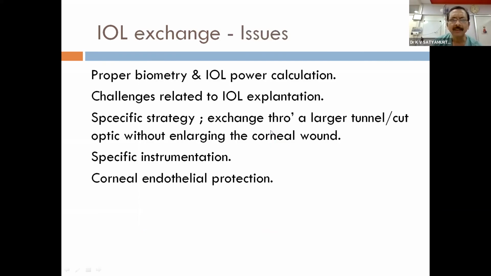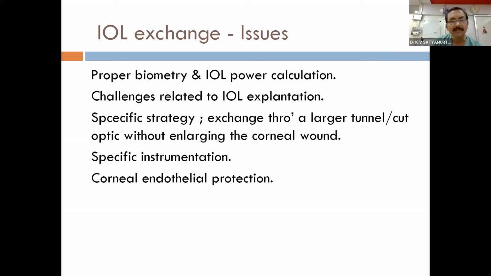Now, what are the problems with IOL exchange? One thing is, again, we are depending on biometry, which can go wrong. So IOL power calculation can misfire, or there can be challenges related to the IOL explant. After all, it's a surgical procedure, so one has to be very careful. You may damage the posterior capsule. There can be other things that can happen.